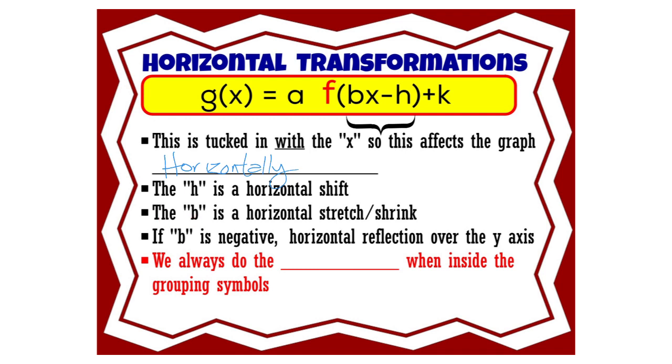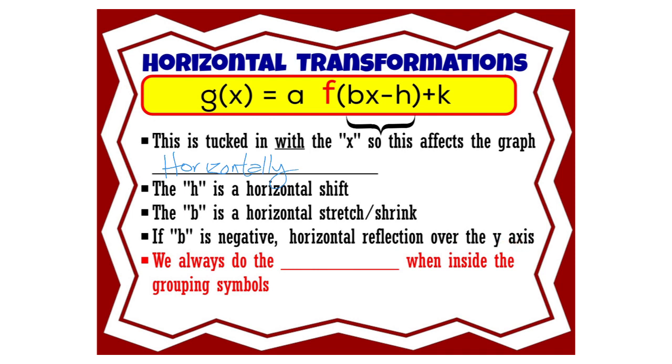All right, so the B, which is inside here, is a coefficient on your X. That's going to be a horizontal stretch or shrink. If the B happens to be a negative, then that's going to be a horizontal reflection. So if you think of something reflecting horizontally or sideways, then it actually ends up reflecting over your y-axis.